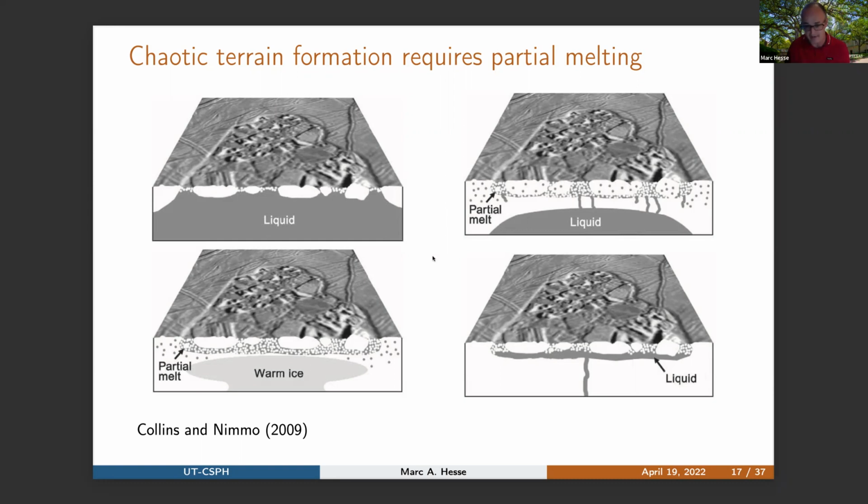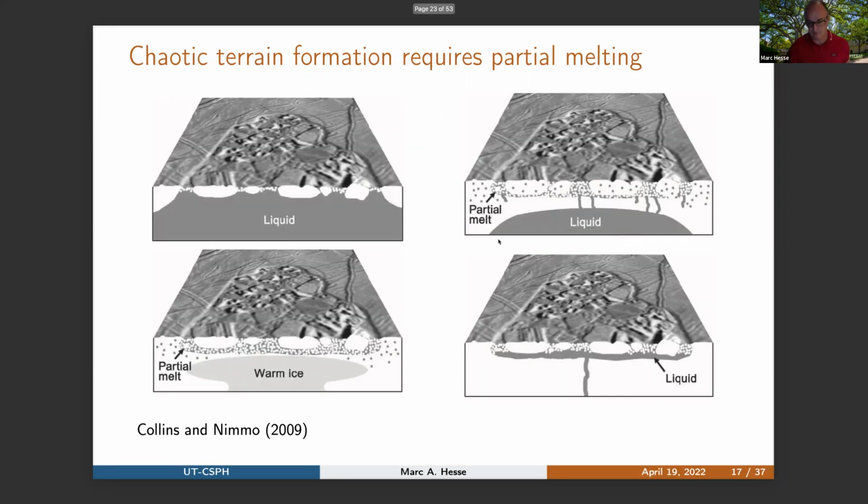And hence, we're simply going to assume, right? Our purpose is not to try and understand how chaos terrains form, but to say, well, most of these models seem to assume that we form rather large volumes of melt in the very near surface. And our quest is now what happens to these.